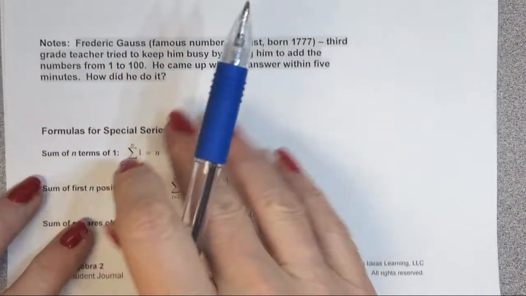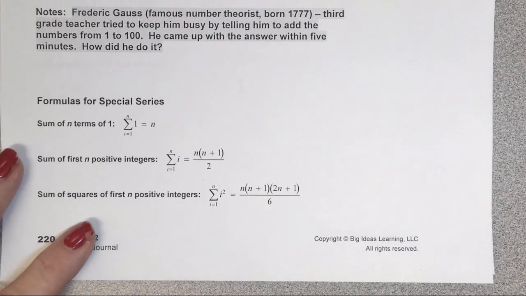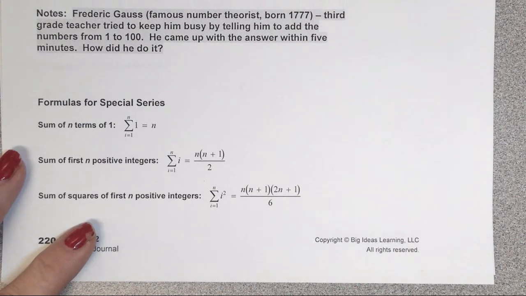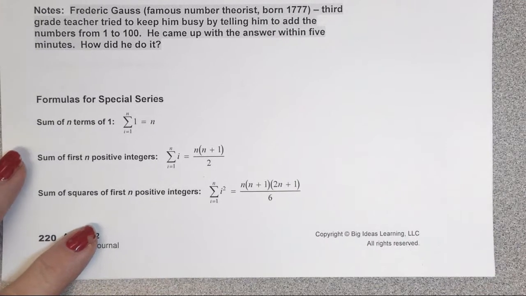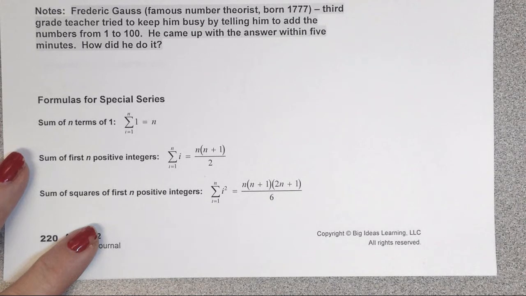All right. So there was a mathematician. His name was Frederick Gauss. He was born in 1977. He ended up being a very famous number theory mathematician. He also did a lot of work in science. There's a lot of science laws named after him. But he was always very, very advanced for his age.